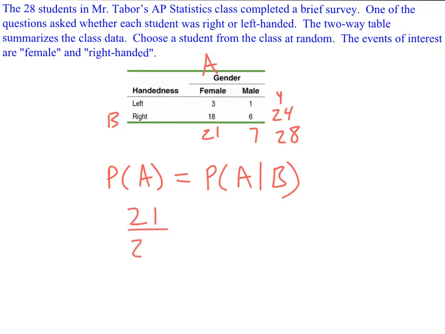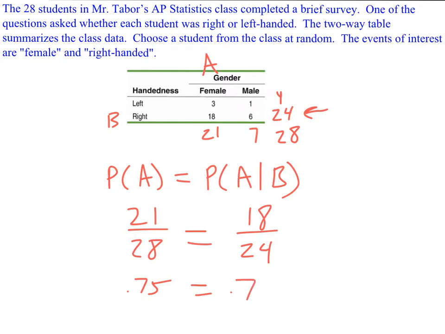To say that these two events are independent, these probabilities have to be the same. Okay, so now if it's right-handed, we're only looking at those 24. And out of those 24, 18 are female.